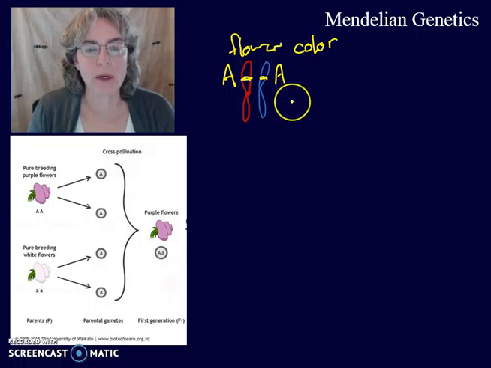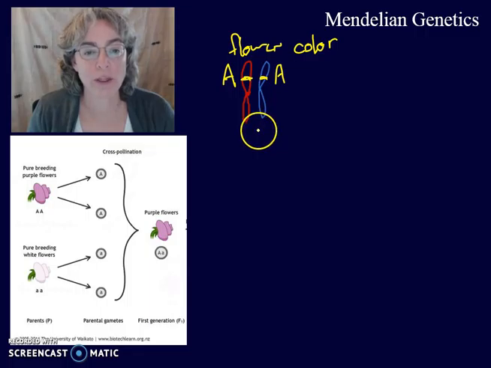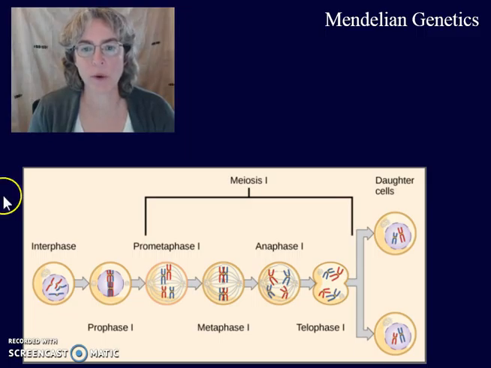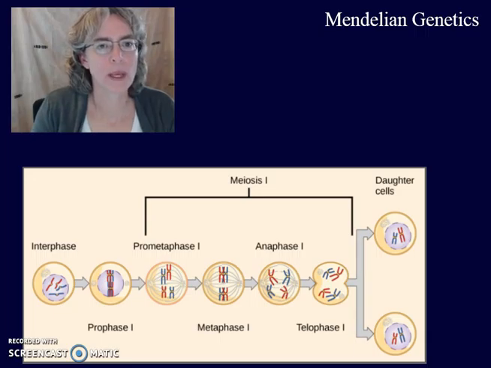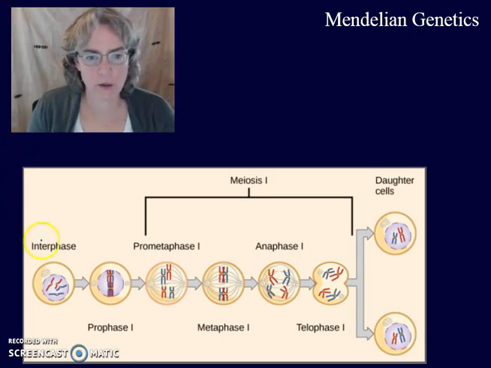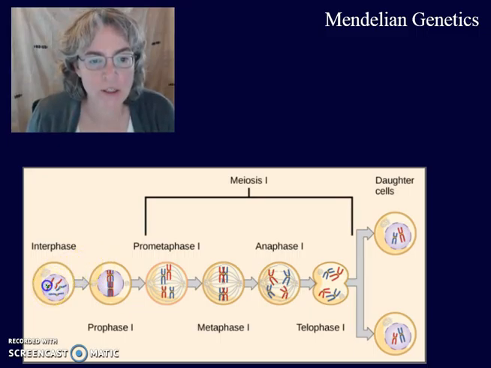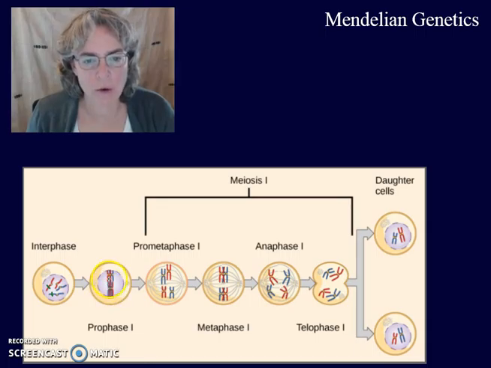So we know in meiosis that these are going to be split up, and chromosomes are going to be put into the gametes. So let's take a quick look at that again, just a quick review of our meiosis. We are looking at an allele, let's say, that is on this chromosome right here for flower color. And let's follow where that allele goes.